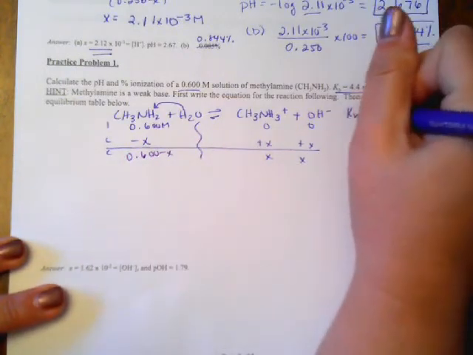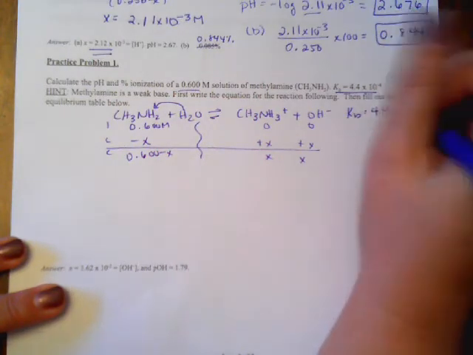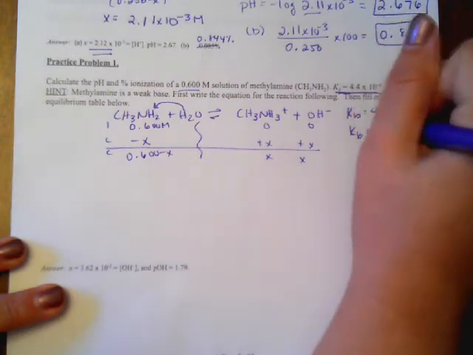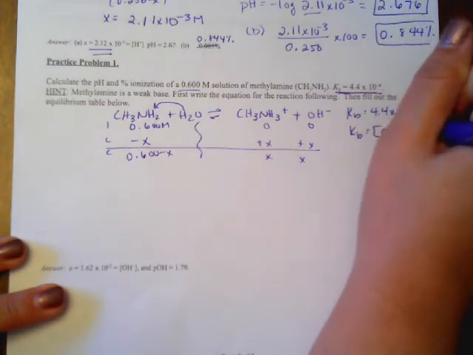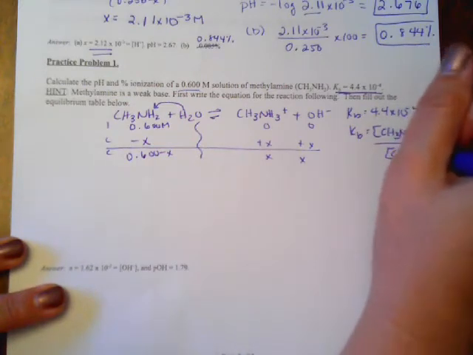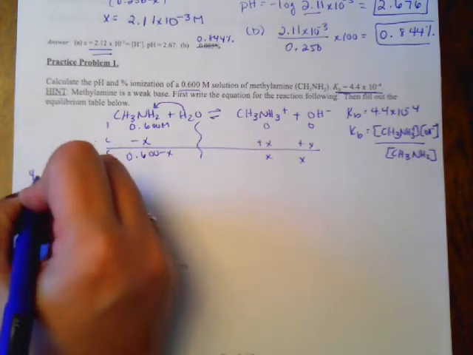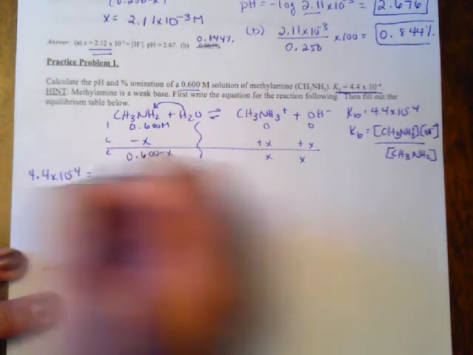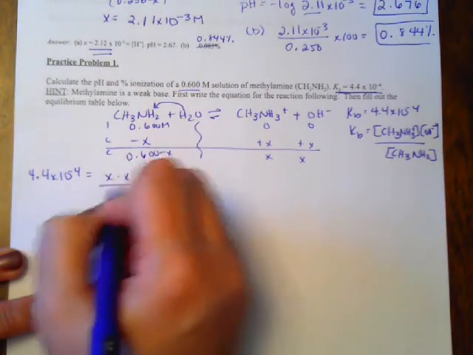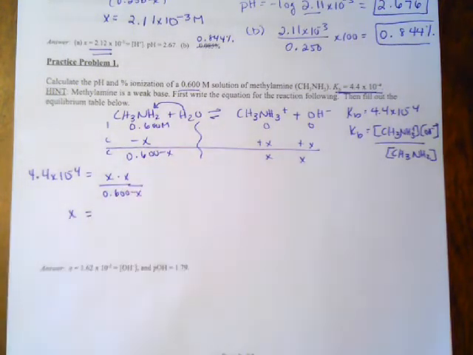Our Kb value is 4.4 times 10 to the minus 4. Our Kb expression would be the concentration of CH3NH3 plus times the concentration of OH over our weak base. We plug in what we know: 4.4 times 10 to the minus 4 equals x times x over 0.6 minus x. Again, we solve for x, plug it into our solver.